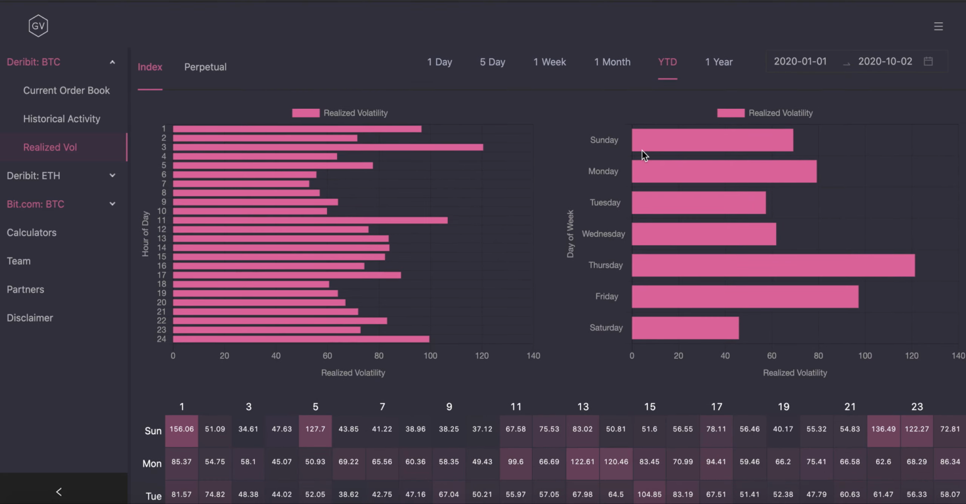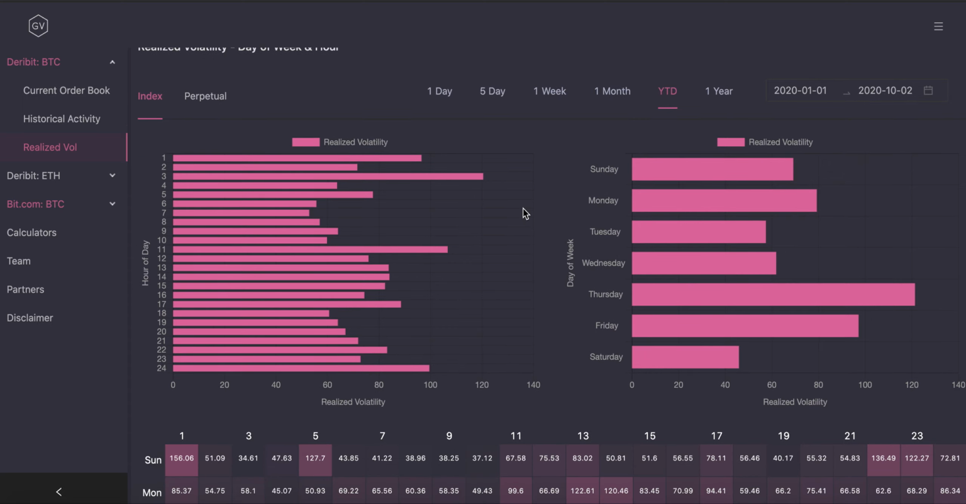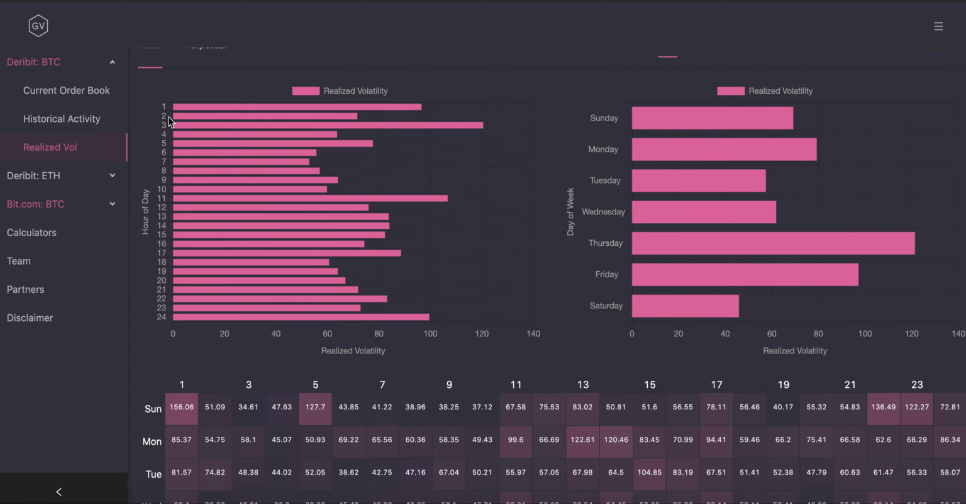So now I'm looking at the Bitcoin realized vol throughout the past year using hourly data. I could see all these points are in UTC, so I could see throughout the day what has the average realized vol been. So we can see between 4 and 10 a.m. UTC is pretty quiet for Bitcoin, but then 11 to 5 p.m. UTC is pretty active for Bitcoin.